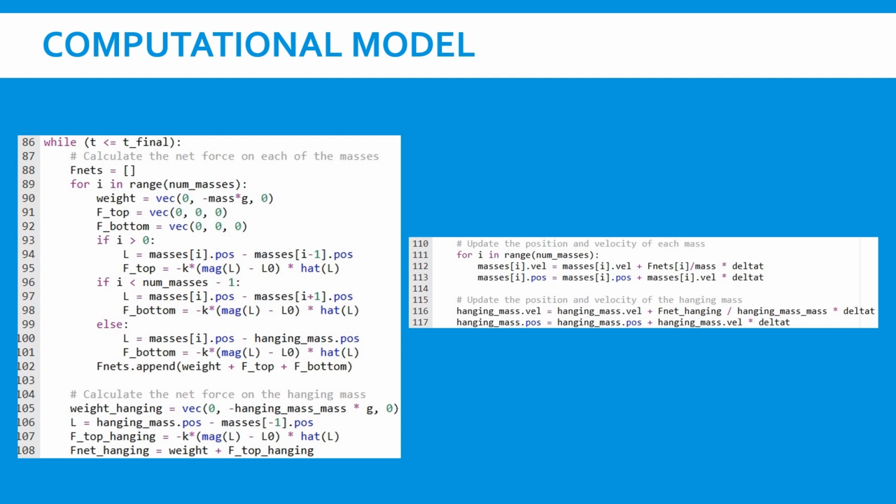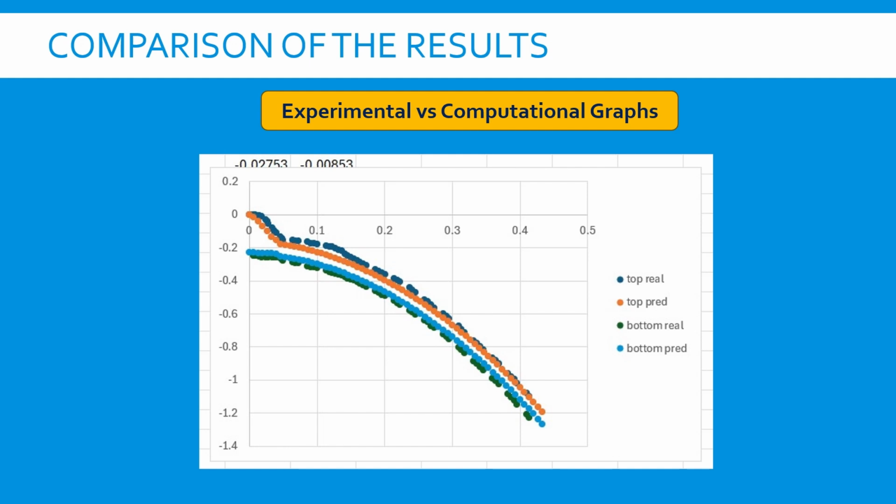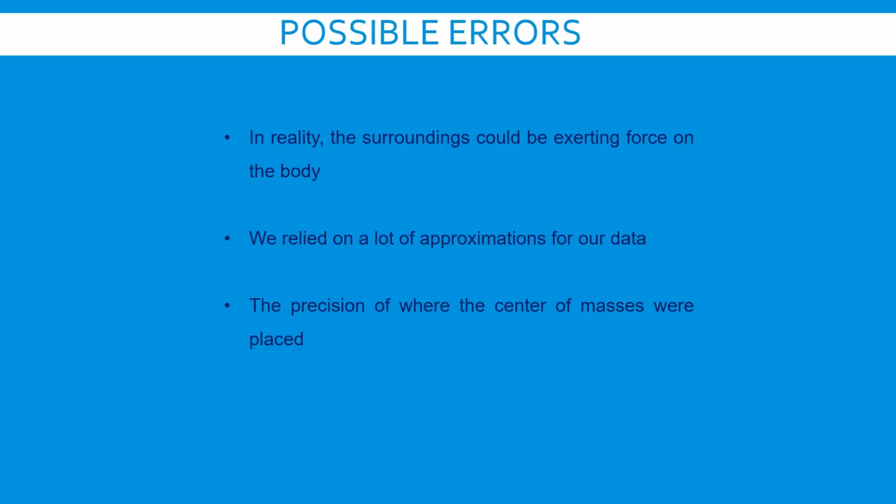These were the results that were obtained from the experiment, and as can be seen, the data is very close to each other. This means that the computational model resembles very closely what happened in real life. The top part of the spring's real motion was very close to the predicted one, and this happens with the bottom one as well.